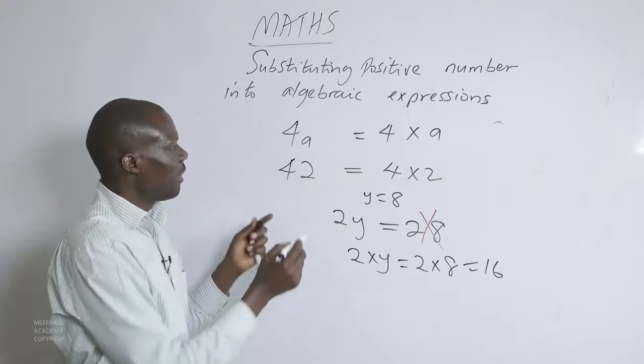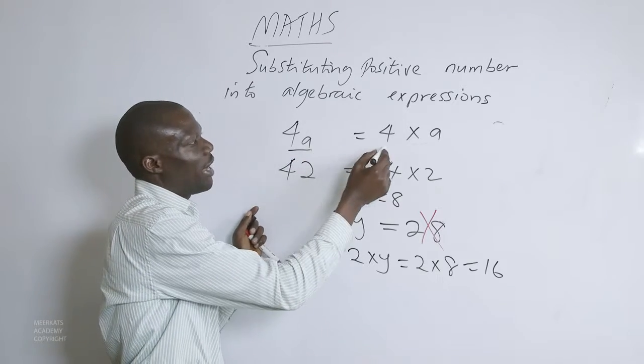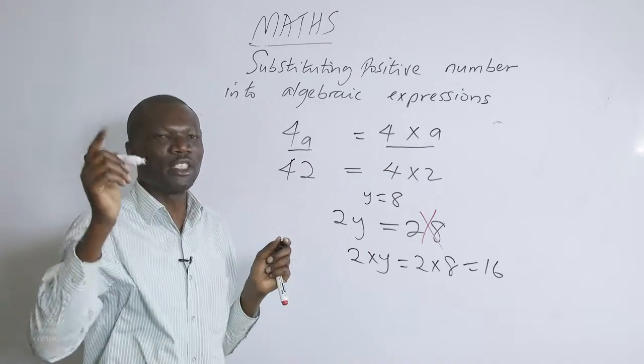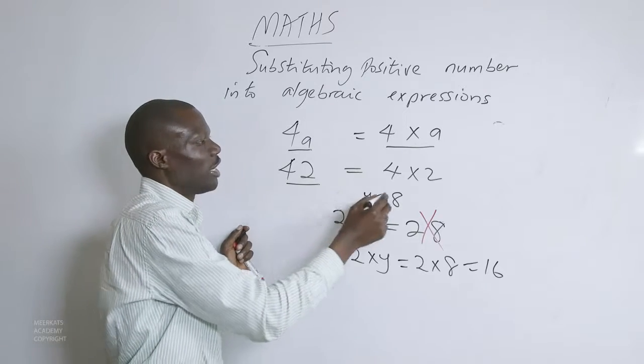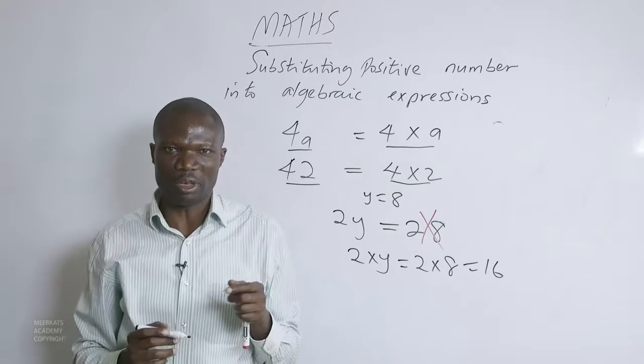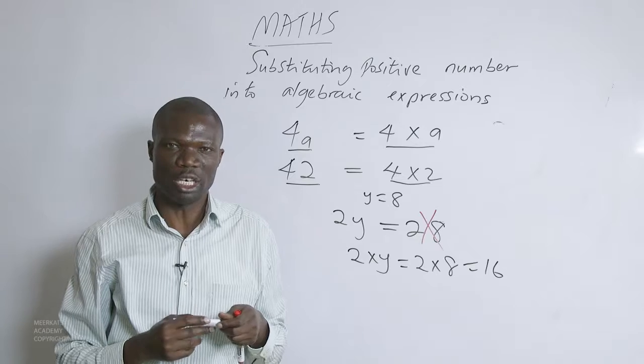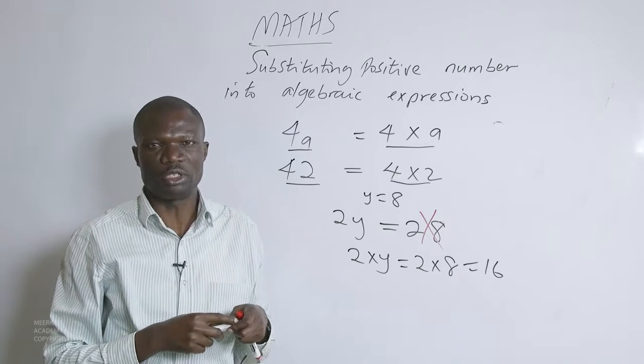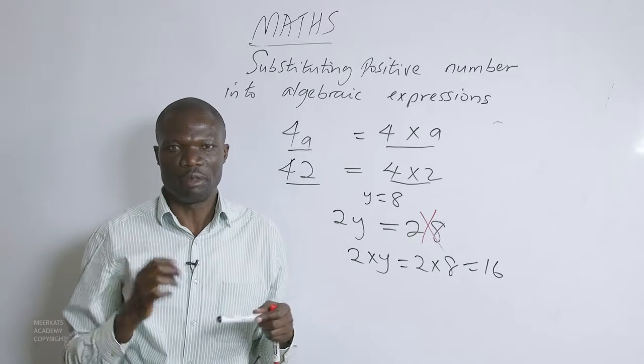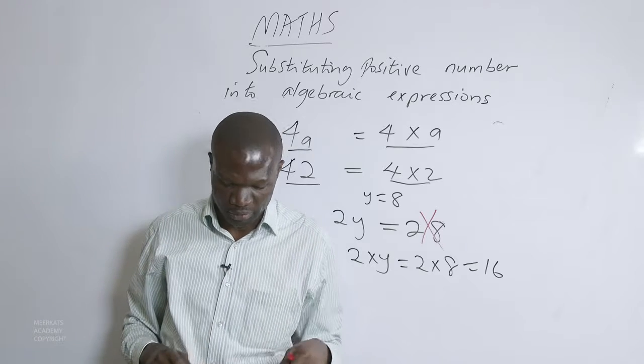So I'm saying that it is true that 4a is 4 times a, but it is not true that 42 is the same as 4 multiplied by 2. We should observe that rule while substituting the pronumerals in an expression.